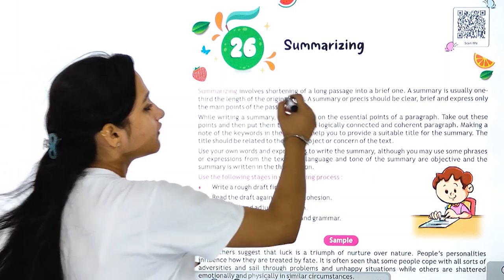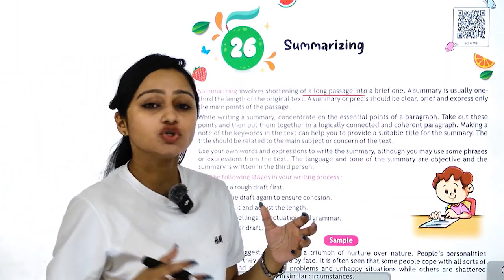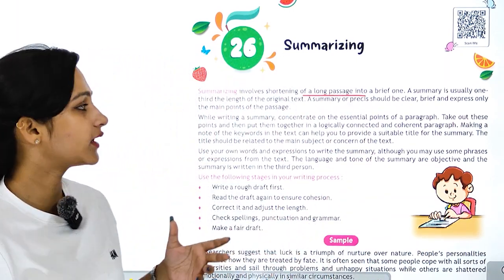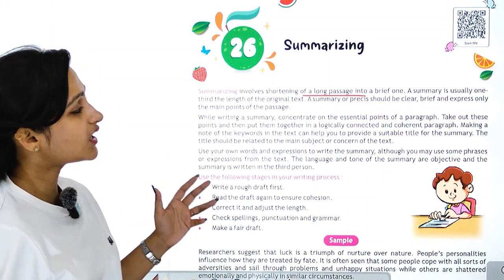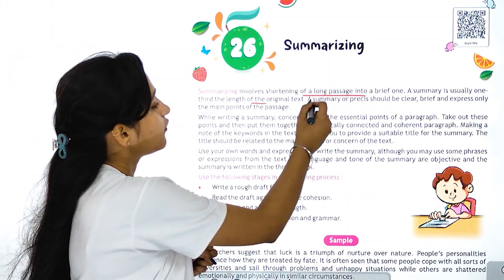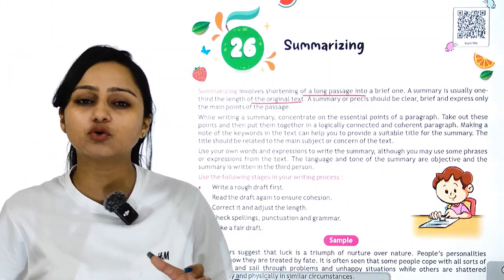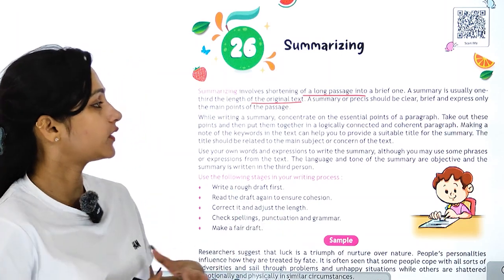Summarizing involves shortening of a long passage, मतलब कि आपको जो long passage है उसे short में करना है into a brief one. So a summary is usually 1/3 length of the original text. ये क्या होता है? 1/3 length होती है original text की, मतलब छोटा part होता है.